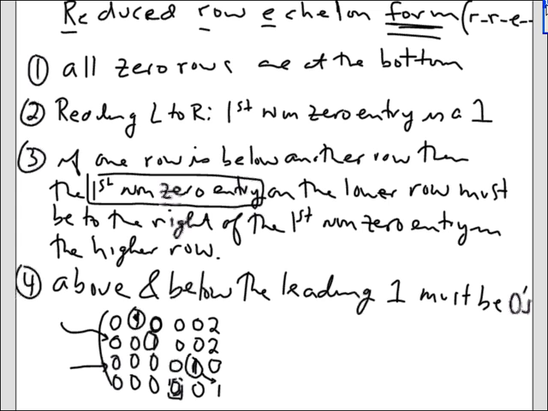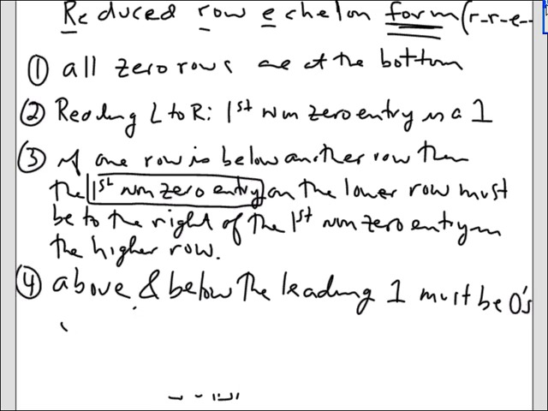And maybe the leading 1 in the last row is right here. Well, that creates a problem because what's above it can't be those non-zero numbers. This matrix right here is in reduced row echelon form. It's in RREF form. You must know these 4 criteria.